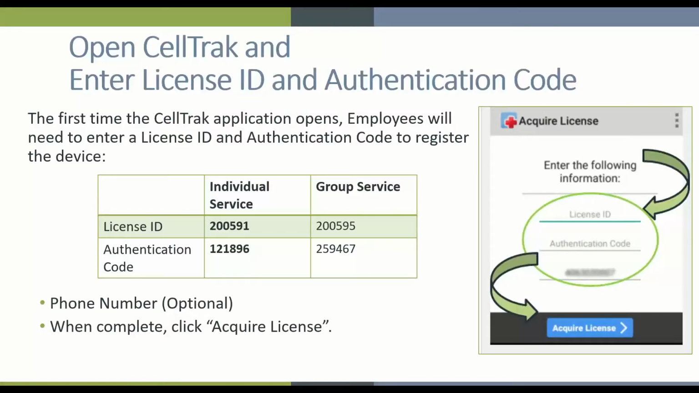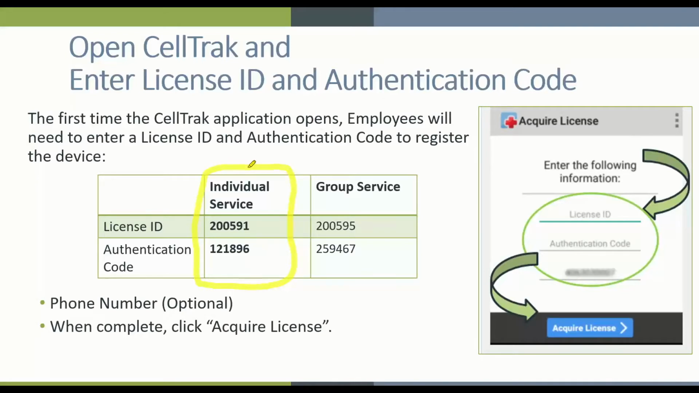All right, so employees, how do you register? Well, first you're going to open up CellTrak on your device, and it's going to ask you for a license ID and authentication code. If you only provide individual service, you do not provide group service, you maybe don't even know what that is, that's okay too. You're going to use the individual service license ID and authentication code.